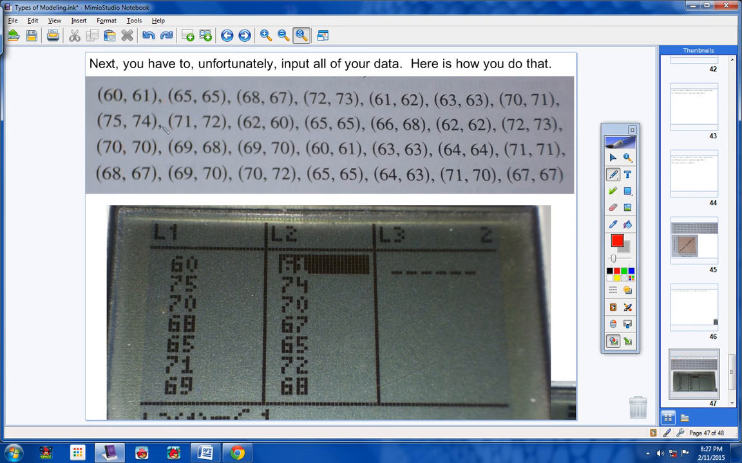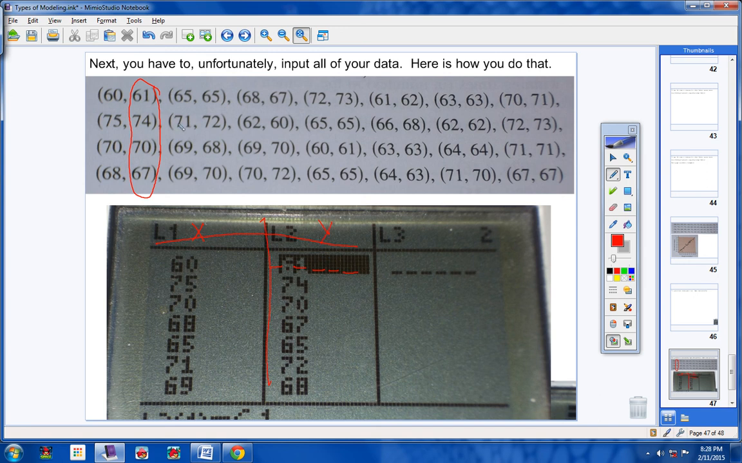When you're done, and go carefully and take your time, then go over here to the L2 column and make sure your cursor's not up here. Make sure your cursor's right down here on the dotted line. Okay, and now you're going to enter all of the what? The Y values, okay? So this is like a table of values, X's and Y's.